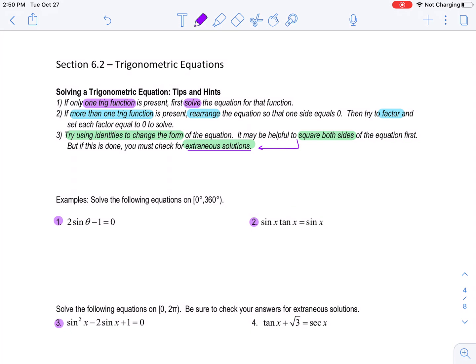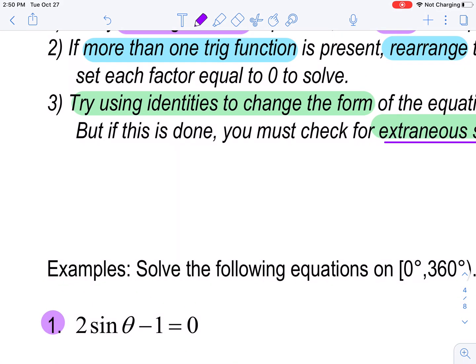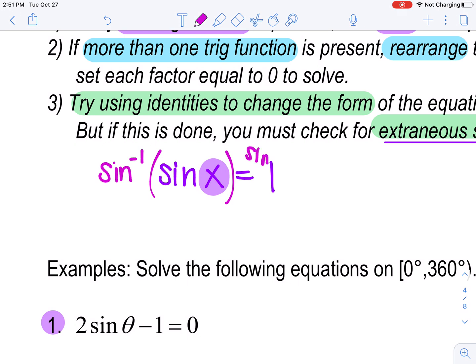But the big thing we're going to utilize here is that in order to solve for the variable, and we'll do just a basic one here. So sine of x equals 1, let's say. If we want to isolate this variable, we need to get rid of the sine, right? So what we're going to use is the inverse sine, and we're going to take the inverse sine of both sides. Why does that help?